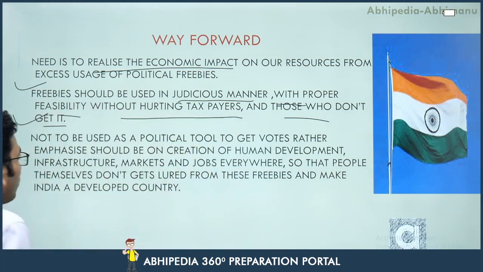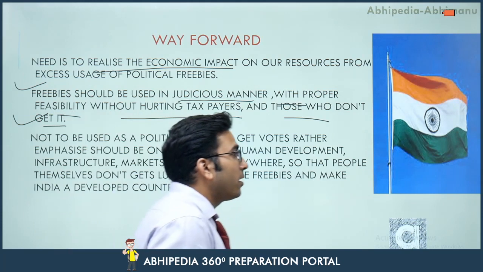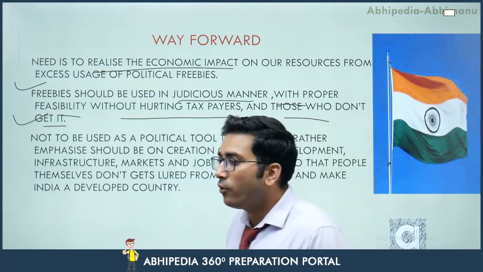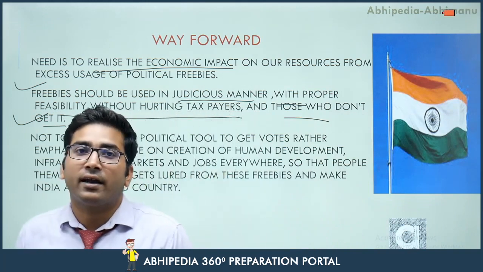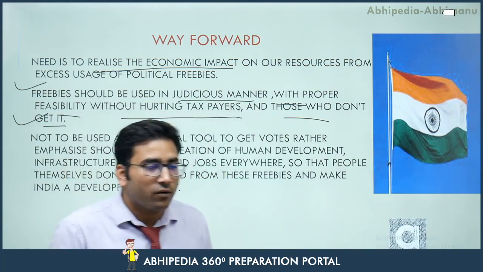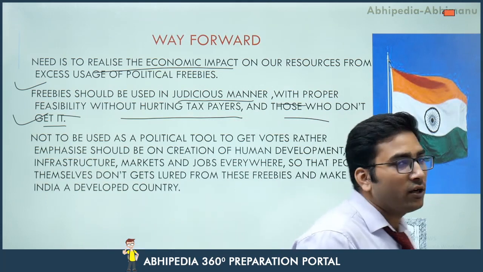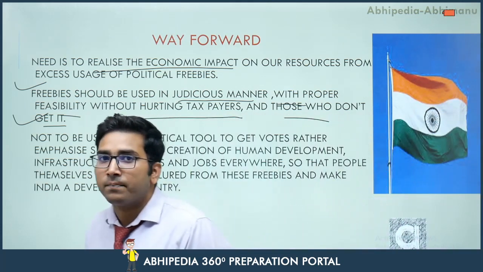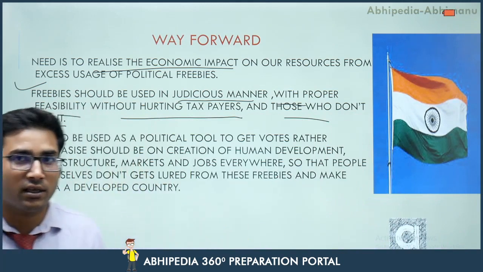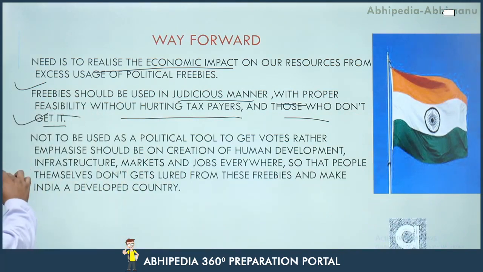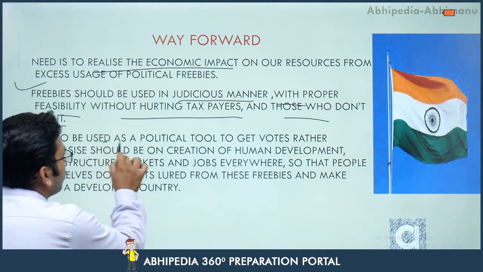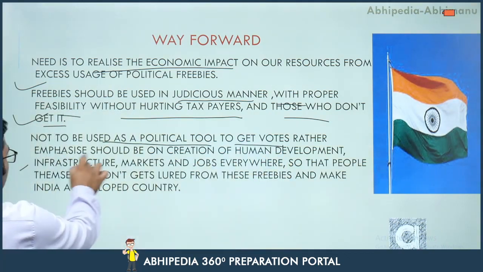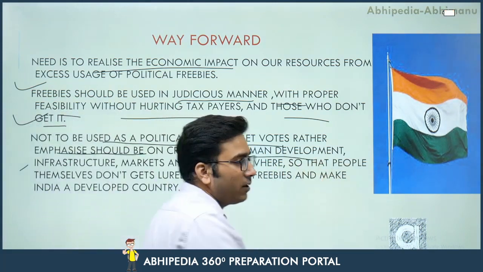And we should not hurt the taxpayer by using their money for so-called political interest. We should use the taxpayer money for the real, holistic and inclusive development of India in the name of infrastructure and other things, right? And political freebies should not be used as a political tool to get votes, rather the emphasis should be on the creation of human development, right?